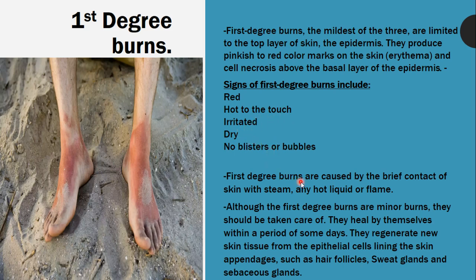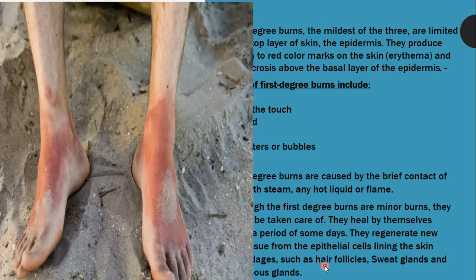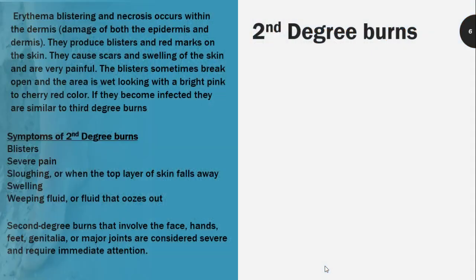First degree burns are caused by brief contact of skin with steam, any hot liquid or flame. Although first degree burns are minor burns, they should be taken care of. They heal by themselves within a period of some days. They regenerate new skin tissue from the epithelial cells lining the skin appendages, such as hair follicles, sweat glands, and subcutaneous glands. That is how a first degree burn looks.